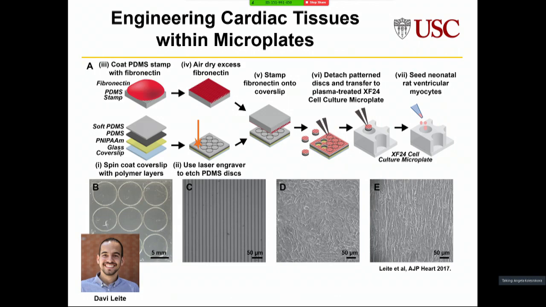So the way that we do this, I'll start here. You start with a glass cover slip. We add our temperature-sensitive polymer again. This is the switch that allows us to release surfaces easily. We coat it with PDMS. This is our soft, our silicone elastomer.